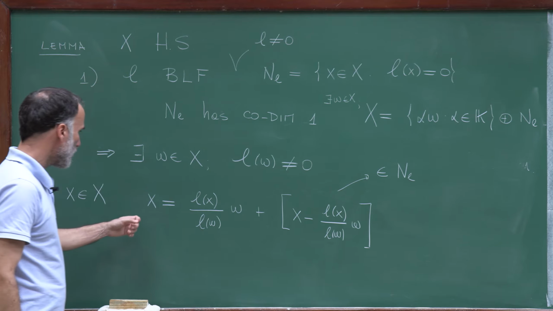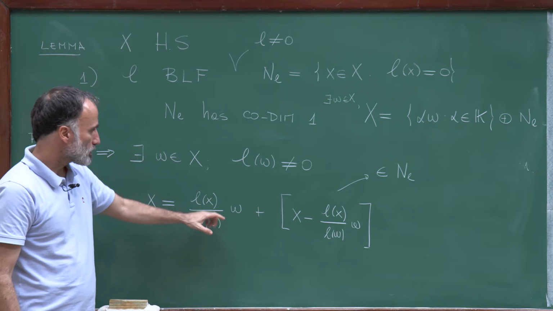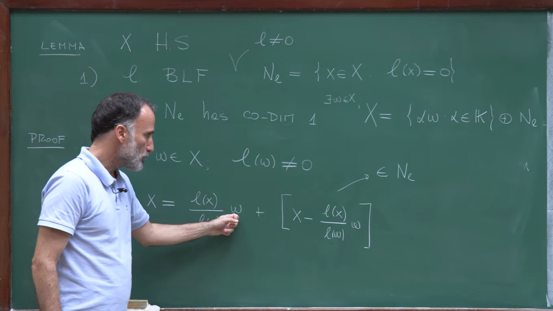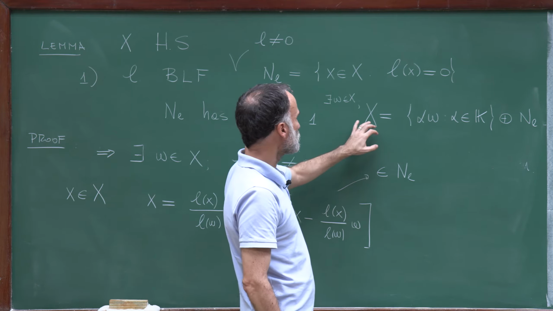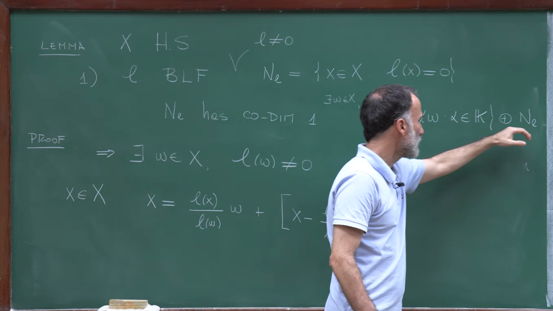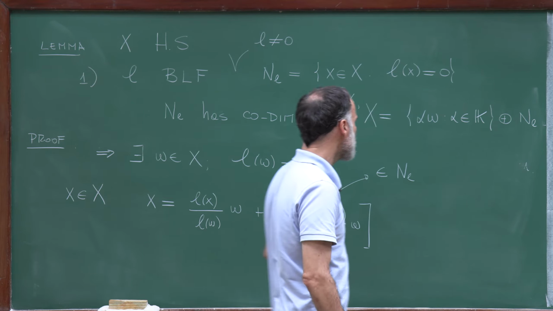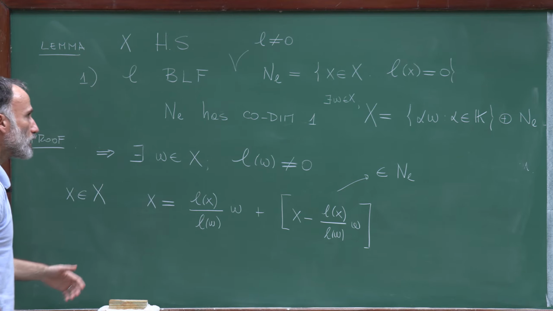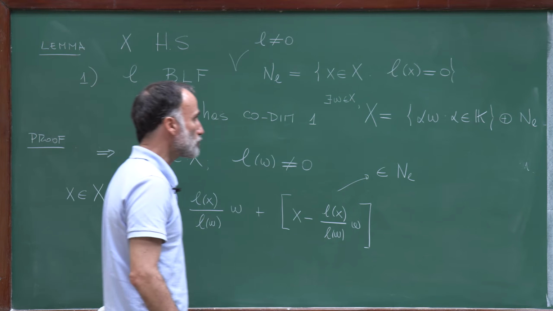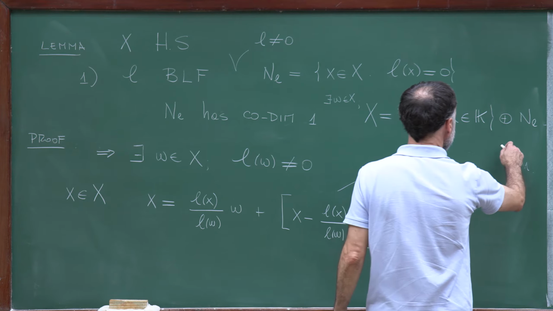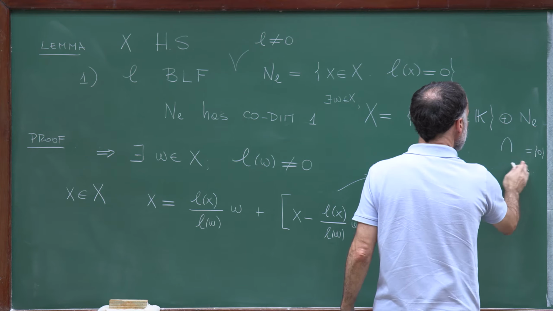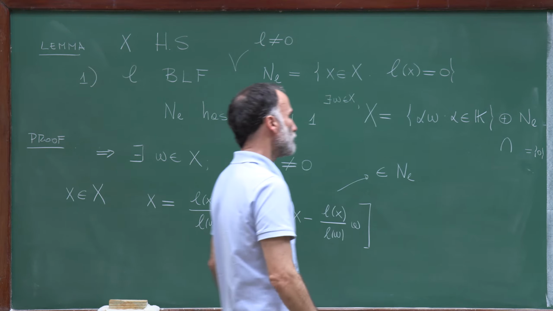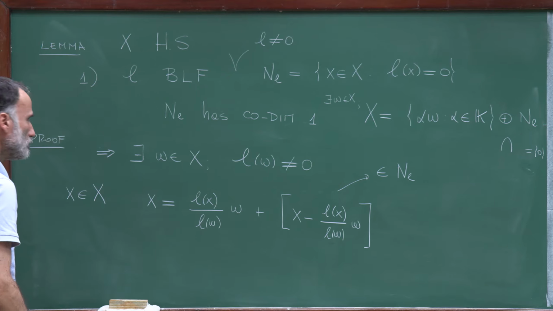And therefore, I wrote X as a scalar multiple of W plus an element of the null space. So I can always write an element of X as a sum of elements of these two spaces. Now let me check that the intersection of these two spaces is empty. So I have to prove that the intersection of these two spaces, it's not empty, as I said, but it's equal to the 0 element.